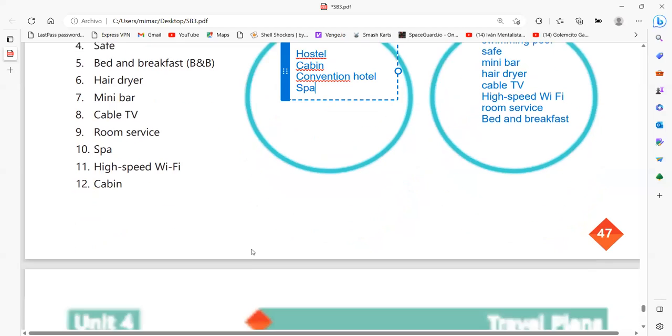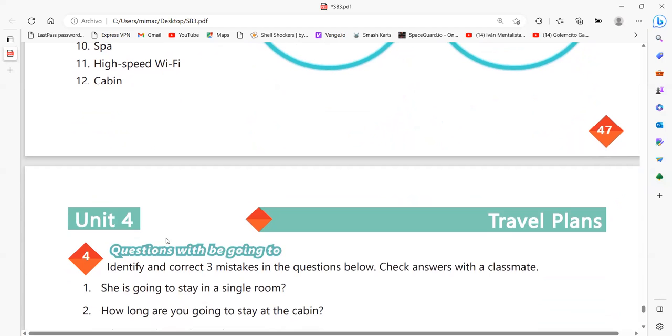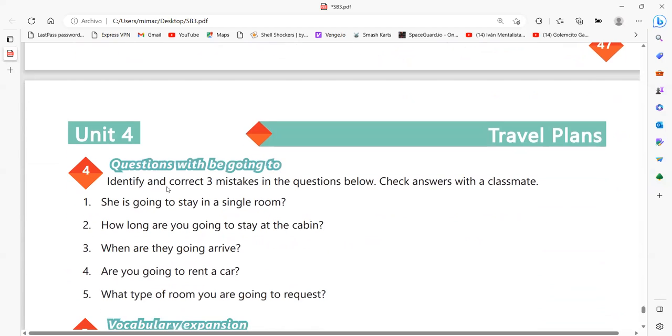And now let's move to the next exercise. Here, at page 48, we have these questions with be going to. You have to identify and correct three mistakes in the questions below. Check answers with a classmate. So class, I'm going to transfer you to the breakout rooms. You identify the mistakes in the sentences and you write the sentence in a complete way, in a full form without the mistake. Is that okay?